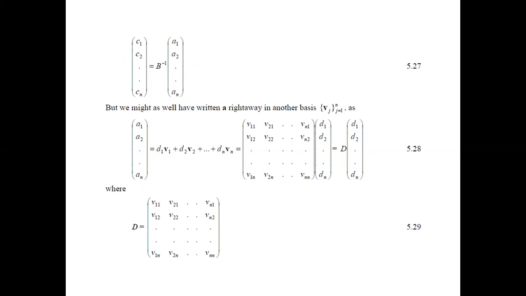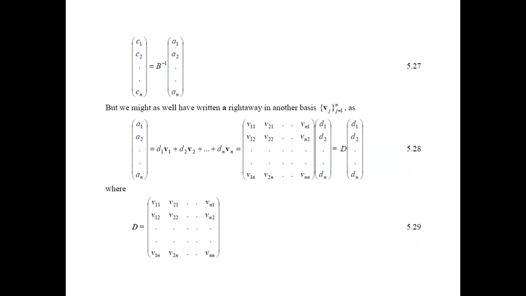But you might as well have written A right away in another basis, V1 up to VN, since we said the basis of a vector space is not unique. So A1, A2 up to AN is D1, V1, plus D2, V2, up to plus DN, VN, which is V11, V21, and so on and so forth. You can write that now as D, D1, D2, up to DN, where D is the matrix shown in 528. Therefore, equation 526 is C1, C2 up to CN equals B inverse A1, A2 up to AN.